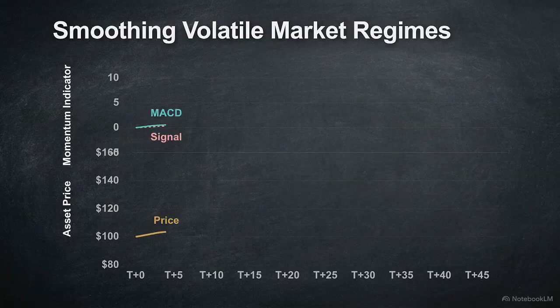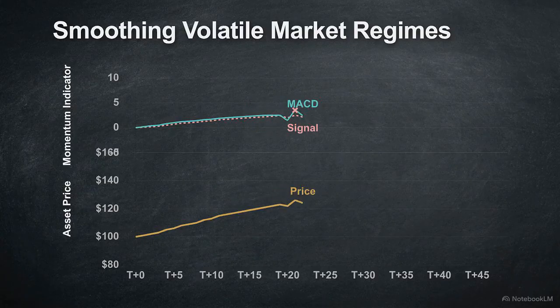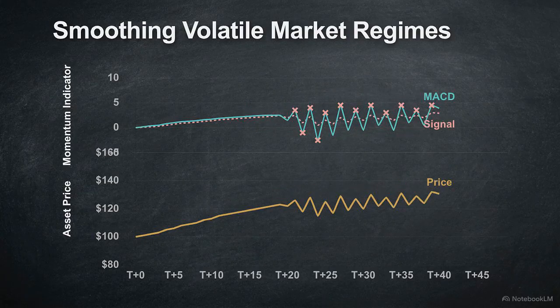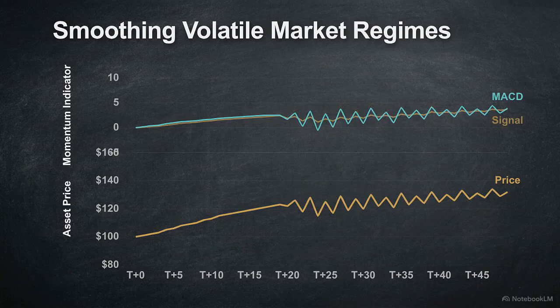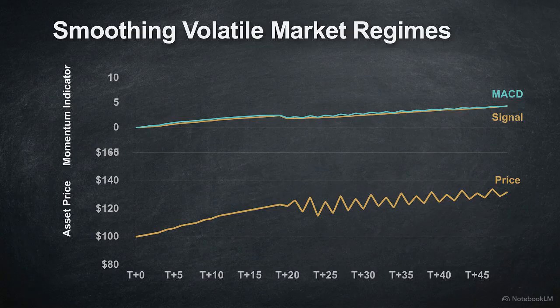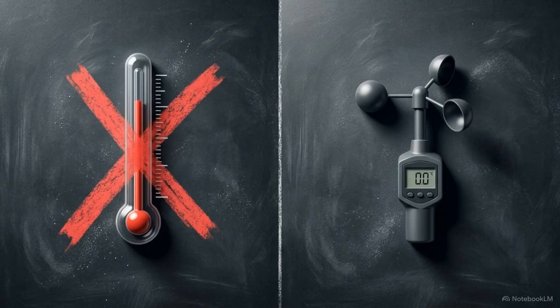The actual solution is explicit, dynamic calibration. As this dashboard shows, the parameters must shift in response to the market regime. By moving from a 12 to a 15-period fast EMA, you can actively smooth out the line and eliminate false crossovers. The MACD is a measurement tool.